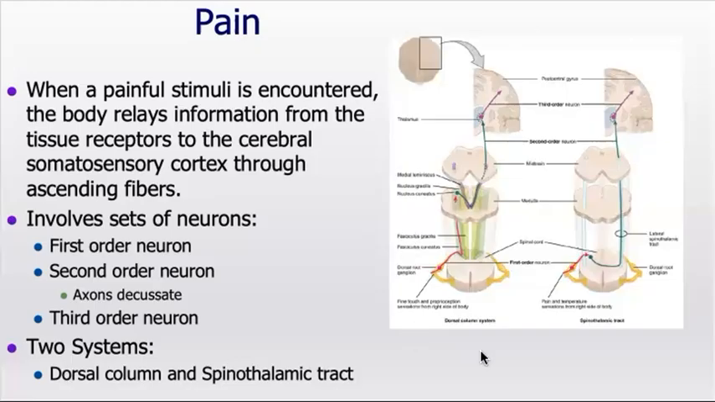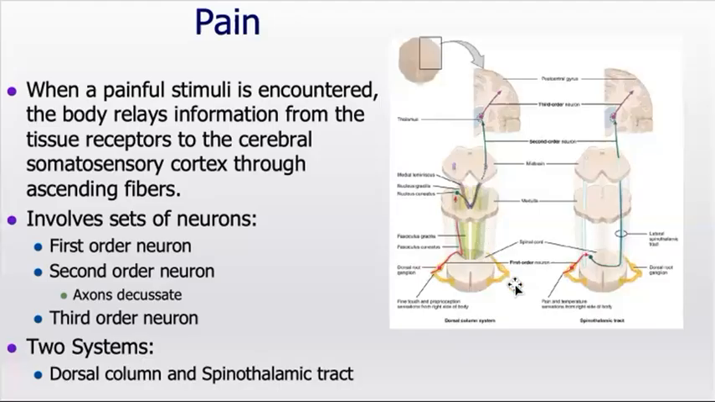Important things to distinguish between these two tract systems. The spinal thalamic tract, the first order neuron synapses at the level of the spinal cord. Okay. In the dorsal column system, it actually ascends the spinal cord to the medulla, and the synapse happens at the level of the medulla, which is in the brainstem.